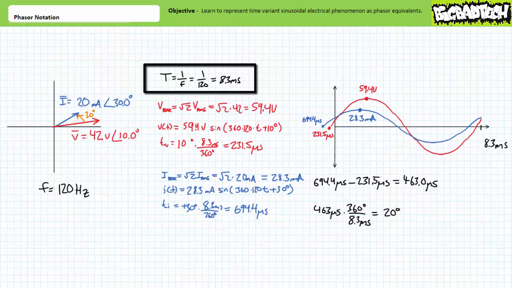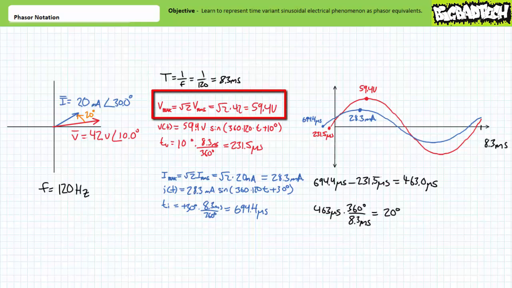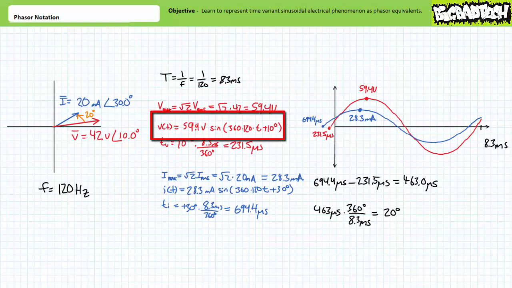A frequency of 120 Hz corresponds to a period of approximately 8.3 milliseconds. Given an effective value of 42 volts, this corresponds to a peak voltage value of approximately 59.4 volts. The time domain expression of voltage is therefore V(t) = 59.4 volts × sin(360 × 120 × t + 10 degrees).